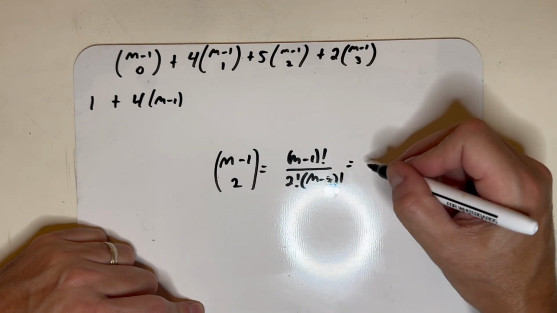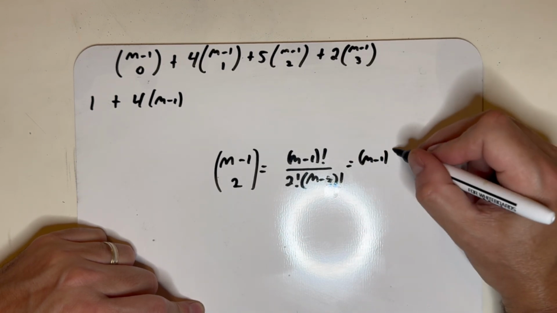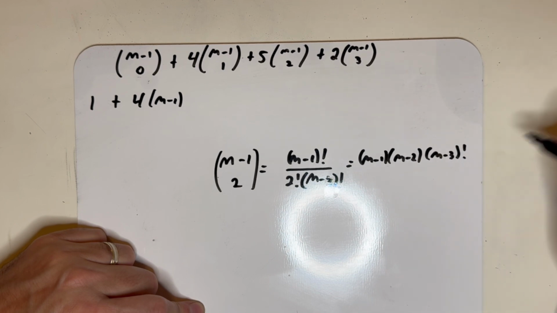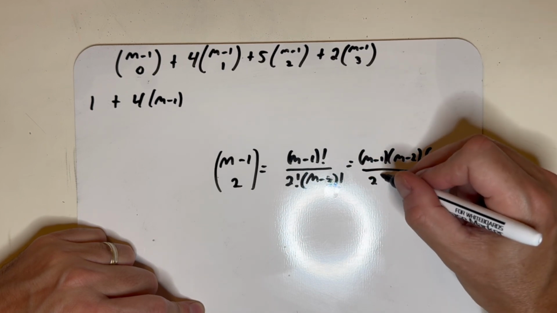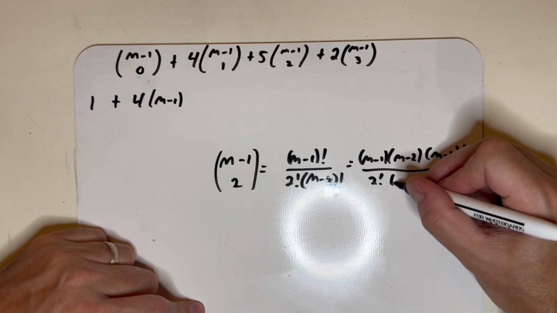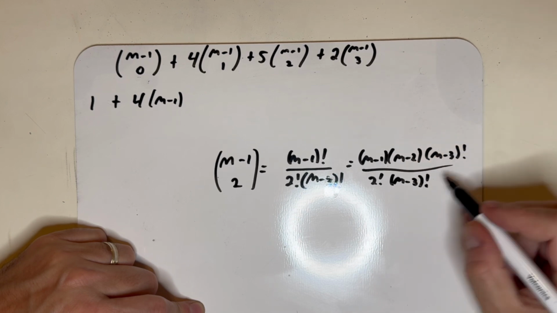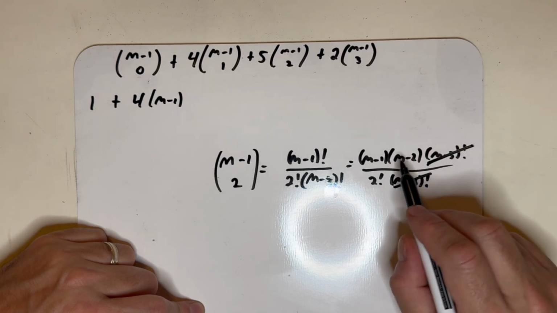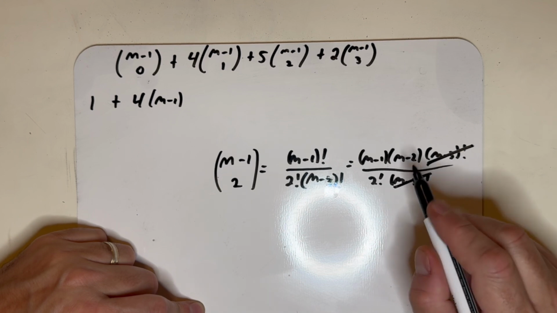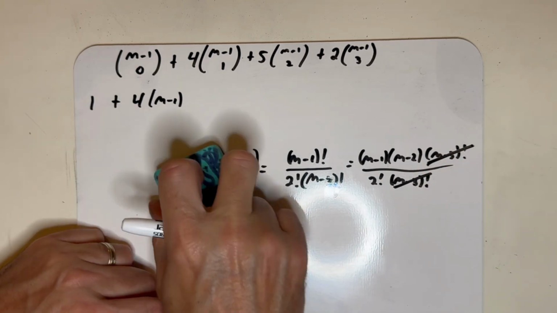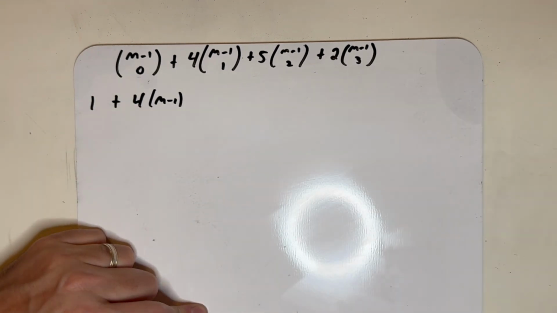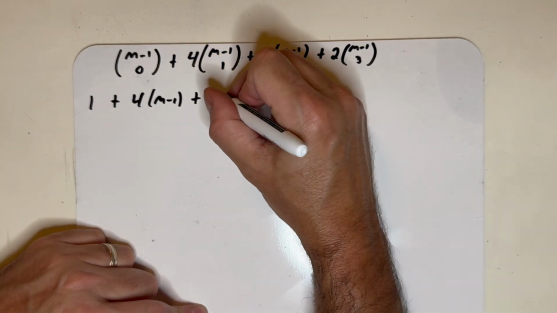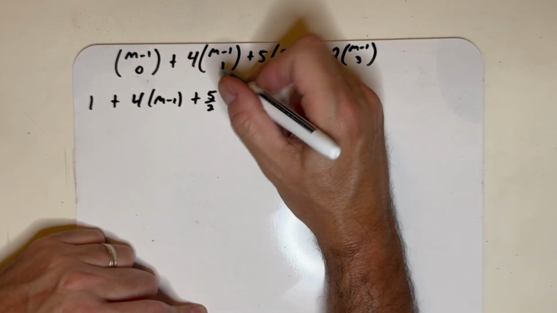If I start writing this out, I would have m minus 1 times m minus 2 times m minus 3 factorial, divided by 2 factorial times m minus 3 factorial. You see this m minus 3 factorial completely cancels this m minus 3 factorial. So we're just left with m minus 1 times m minus 2 all divided by 2. And that's exactly what we get in the second term. So we would get plus 5 halves, just the 5.